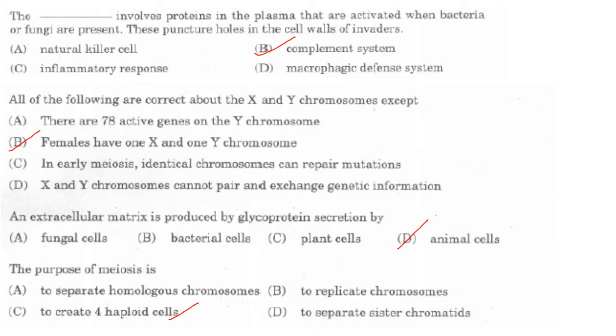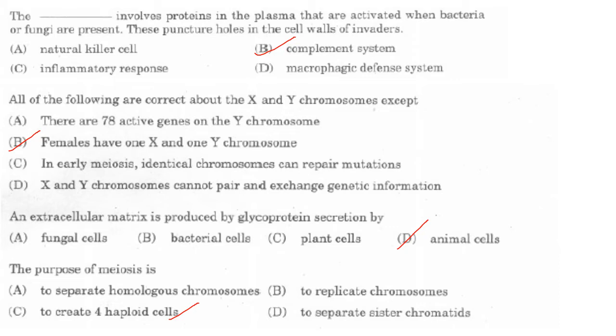All of the following are correct about the X and Y chromosome except: there are 78 active genes on the Y chromosome. Females have one X and one Y chromosome. Females have two X chromosomes. So answer is option B. In early meiosis, identical chromosomes can repair mutations. X and Y chromosome cannot pair and exchange genetic information. So all the others are correct except option B.